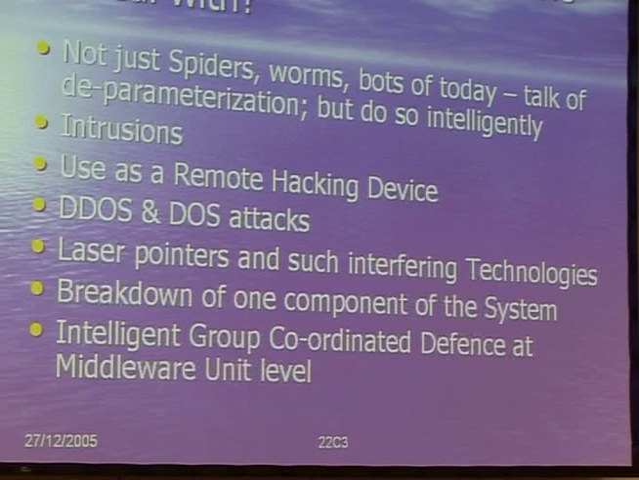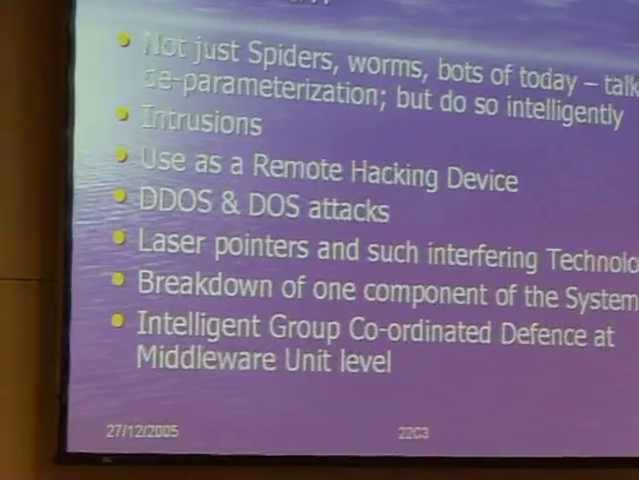Intelligent group coordinated defense at the middleware level. What you're going to get is systems which are controlled by a single intelligent middleware unit, which will control the way that the rest of the network and the connected cameras are working. What about non-CCTV devices? What protocols and services are they using? I'm going to go through fairly quickly because I know time is up and somebody might want to ask a question. Future approaches to connecting embedded devices.